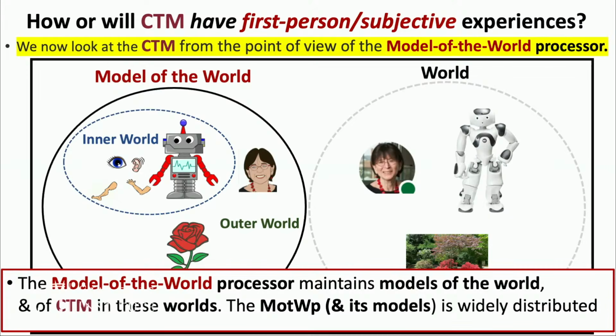So the model of the world processor maintains models of the world and of the CTM in these worlds. The model of the world processor and its models are widely distributed, and in fact, for simplicity, we're assuming that every processor has the model of the world processor in it. It's a useful fiction to think of the model of the world processor as a single processor, or the model of the world as being one thing, but that's not the case.